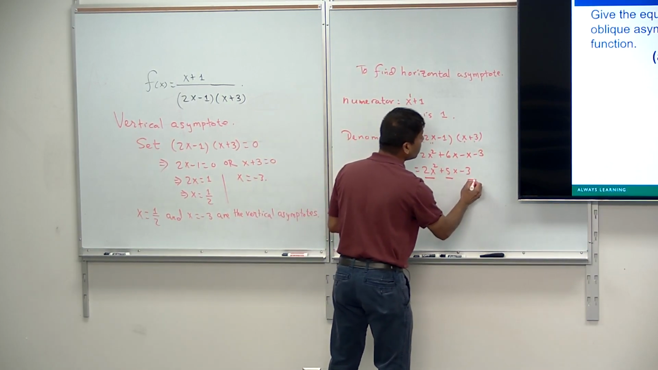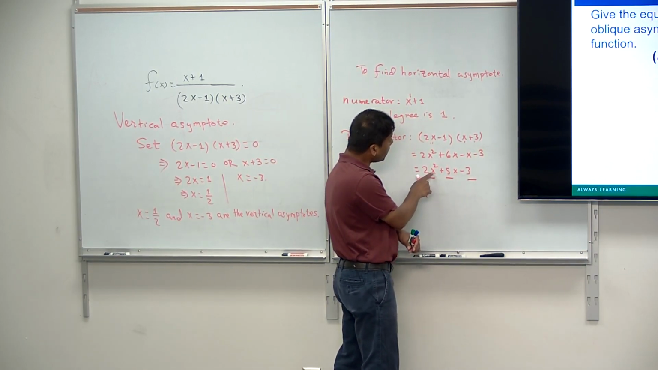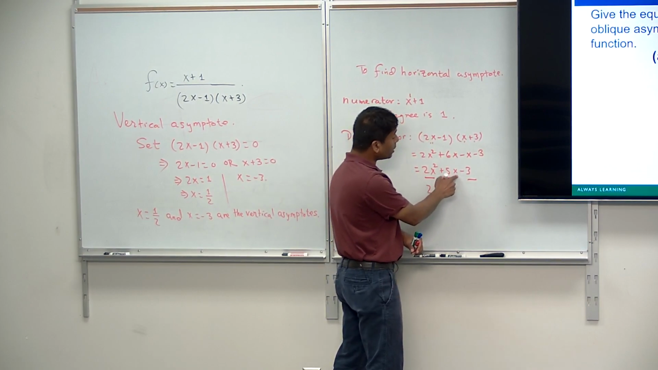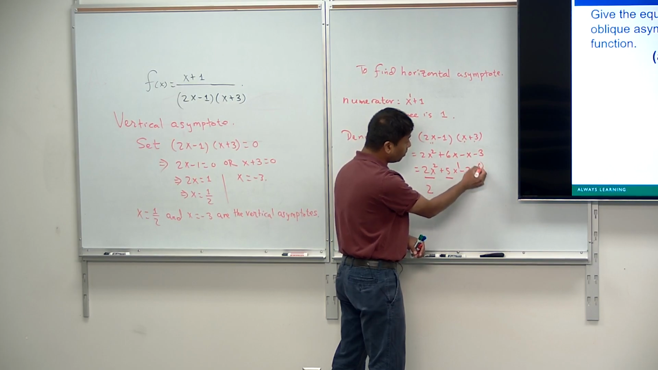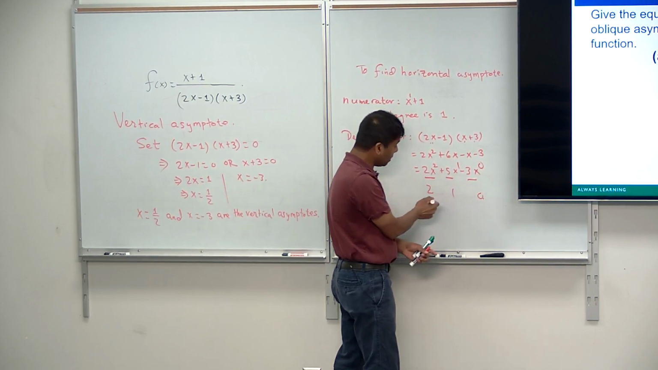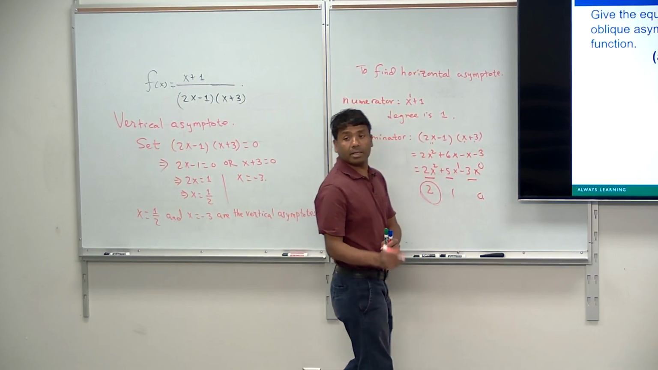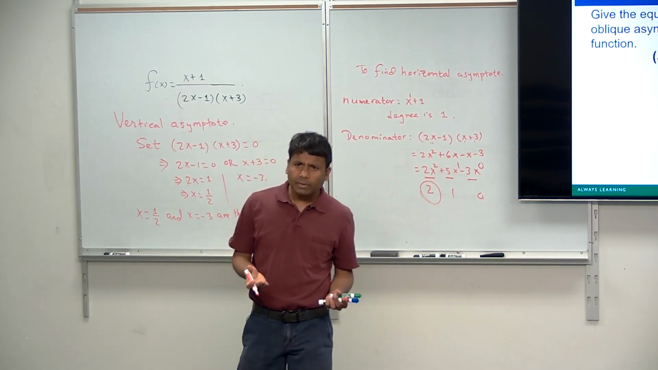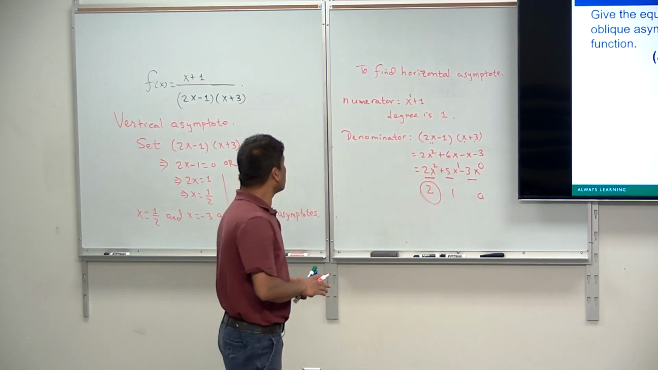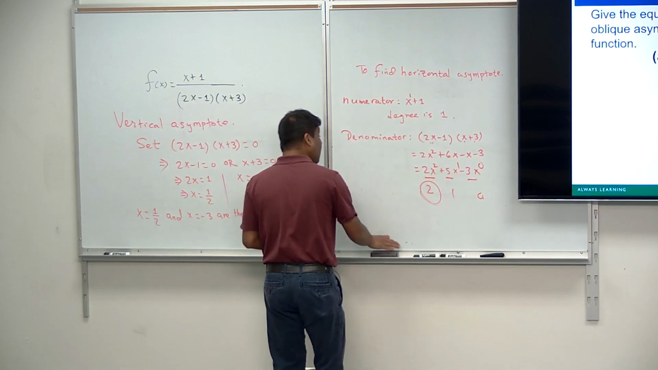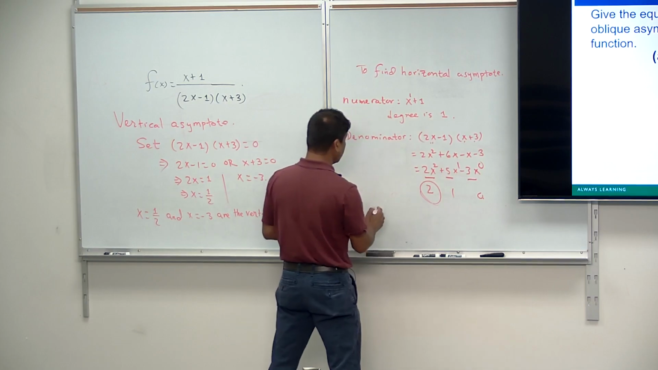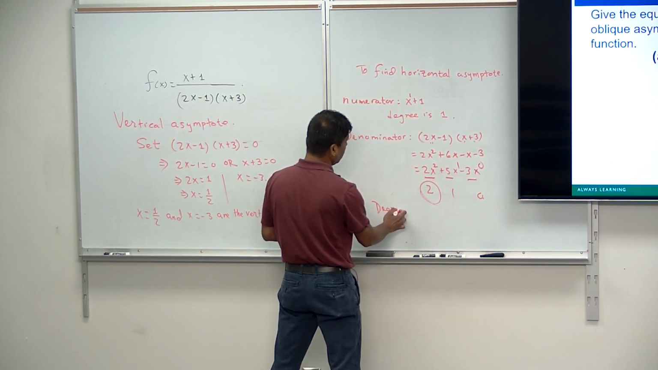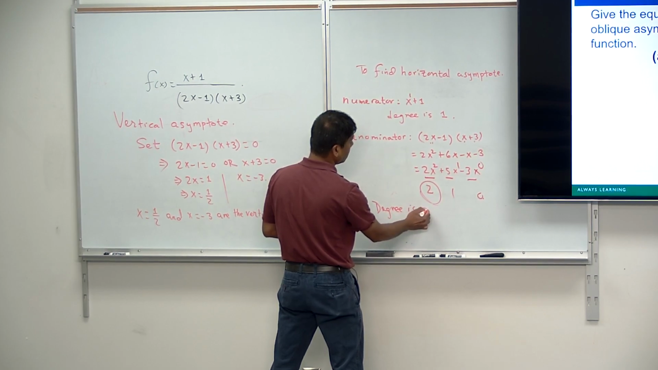How many terms are here? 3. And what is the exponent of x? 2. What is the exponent of x? 1. And this constant term also has x to the power 0. So which one is the highest? That is the degree. That makes sense? So the degree of the denominator is 2.